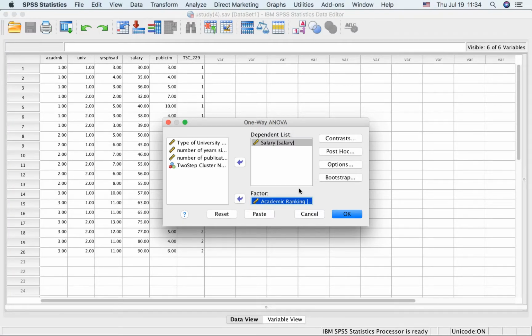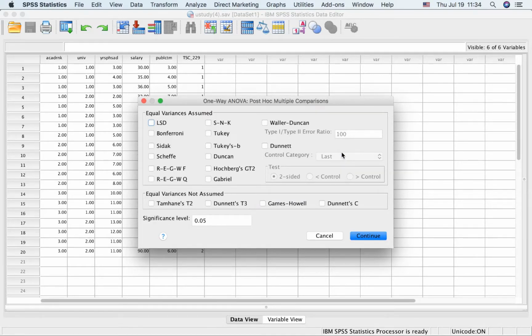All right, let's see. Since we have 3 groups of academic ranking, we are going to run a post hoc because we want to be able to tell which one's the highest, which one's the middle, which one's the lowest. So click post hoc. And usually we just run an LSD or an HSD or Tukey. That's what it says, Tukey here. And you don't have to run them both. They're pretty similar, but I'll show you that they are similar.